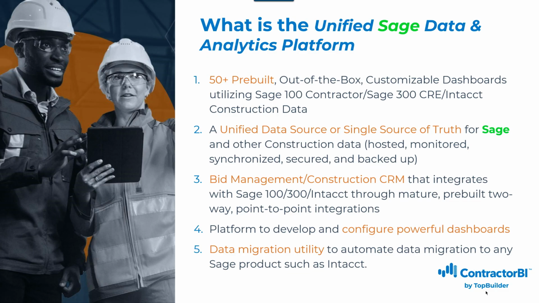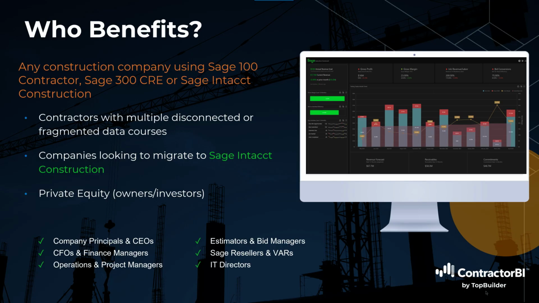Okay, great. So who is it for, or who benefits from this? Certainly anybody on Sage 100 Contractor, Sage 300 CRE, or Sage Intacct. And essentially, if you look at it at a high level, any contractor that has multiple disconnected data sources, and those data sources are not connected. And this connects everything into one place for our customers. Now, also companies looking to migrate to Sage Intacct, we talked about that already.